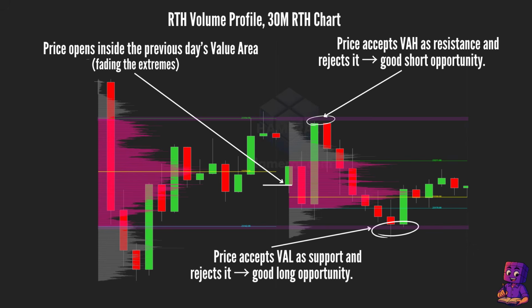Setup 1. Fade the extremes. VAL/VAH. If the market is balanced and price is inside value, we can expect price reacts at VAL as support, price reacts near VAH as resistance. The most common target is POC, but wait for a reaction. Don't just click.